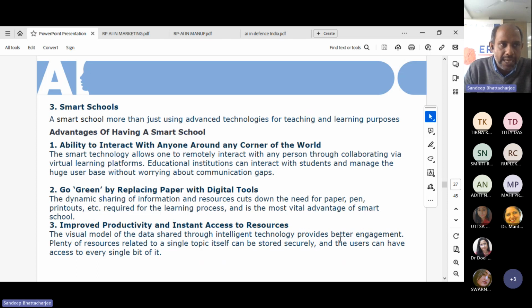Improved productivity and instant access to resources. So you can see that productivity will be affected. The visual model itself basically tells how you can engage things better, how you can engage students better. So there will be plenty of resources related to a single topic, and based on the requirement at that point of time, you can share information among students, among teachers, so that they can coordinate among themselves and make it a very appealing kind of learning experience.